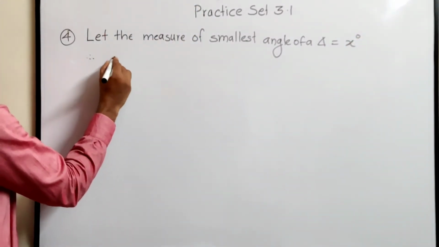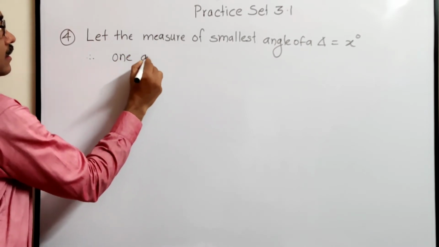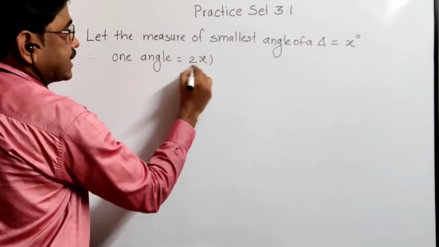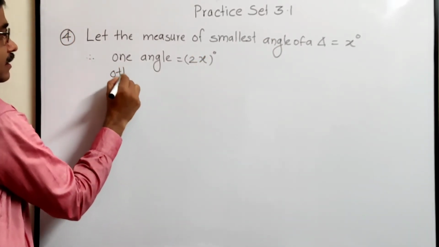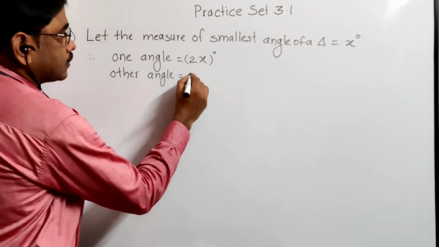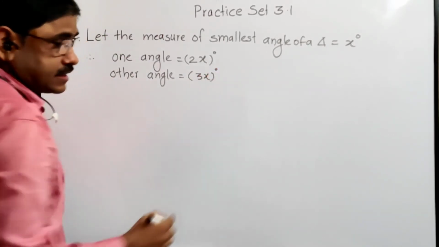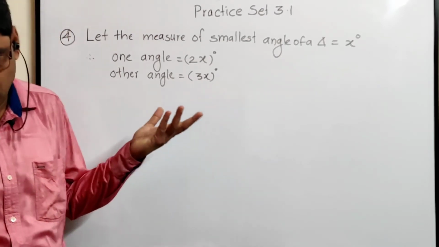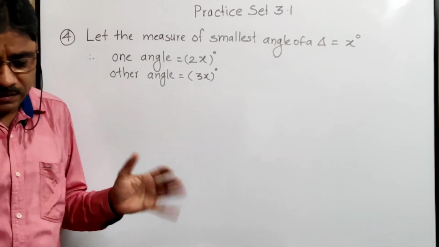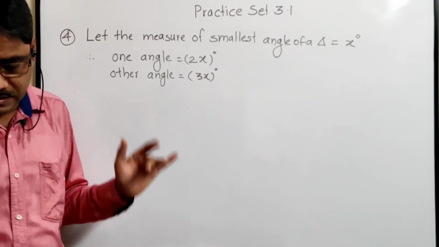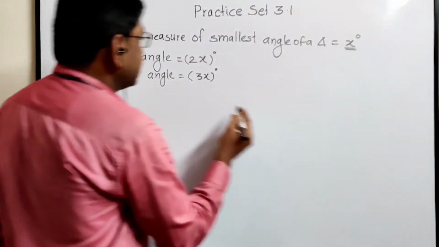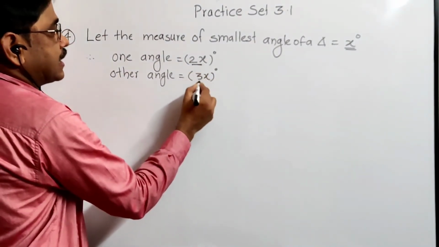Therefore, one angle is 2x of this one, means 2x degrees, and the other angle, the third angle, is thrice that one, means 3x degrees. So here we get the measures of all angles. Measure of one angle of a triangle is twice the measure of the smallest angle, and measure of the other angle is thrice the measure of the smallest angle. Find the measures. So if we take the smallest as x, then one of the angles is 2x degrees, twice that, and the other is 3x.